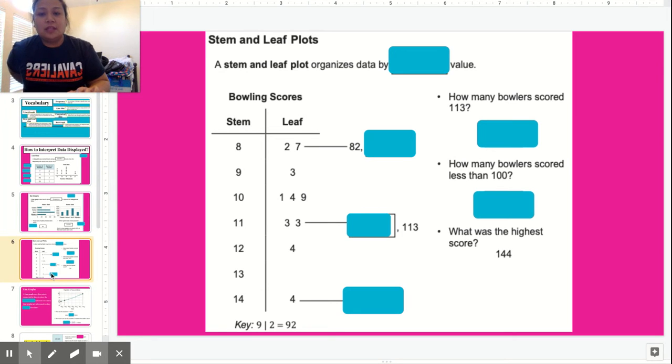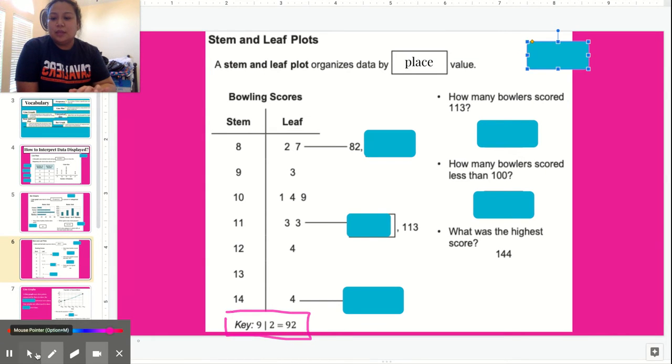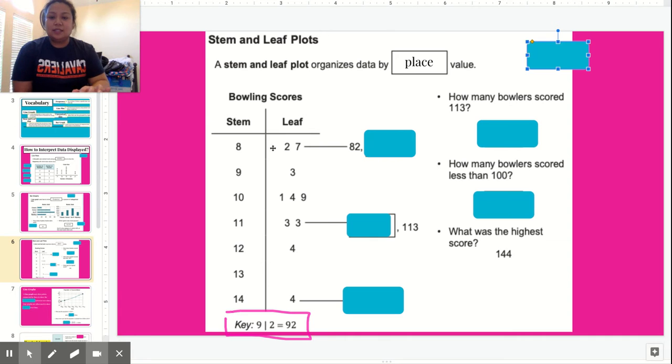Another graph that they want you to know is stem-and-leaf plots. This is a 5th grade TEK. It says a stem-and-leaf plot organizes data numerically, by place value. In order to read it, you have a lovely key down here on the bottom. Here there's a 9 and then the line and 2, so that represents 92. In the 80s, you have 82, then this has to represent 87.